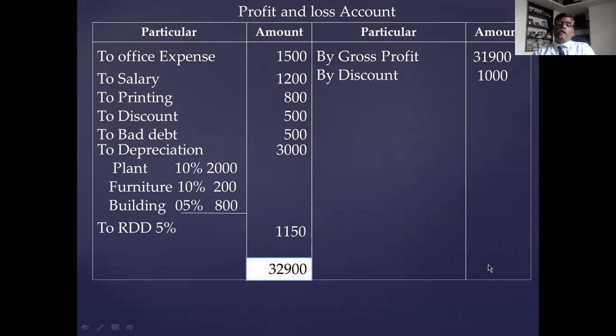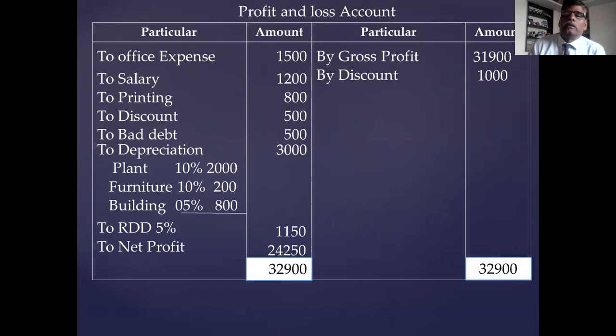Now you close this P&L account, then total is 32,900. 32,900 is the credit side total. Then the difference is net profit. Net profit is 24,250. 24,250 is the net profit. And this net profit goes to the balance sheet. Okay. Now I will prepare the balance sheet.